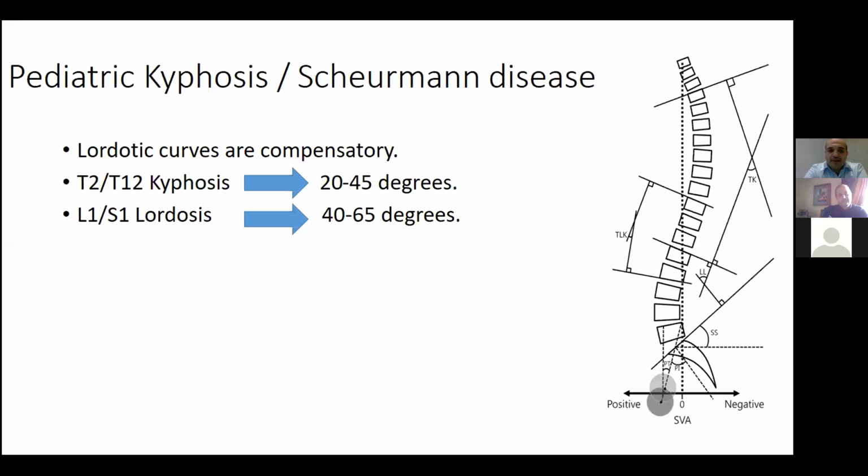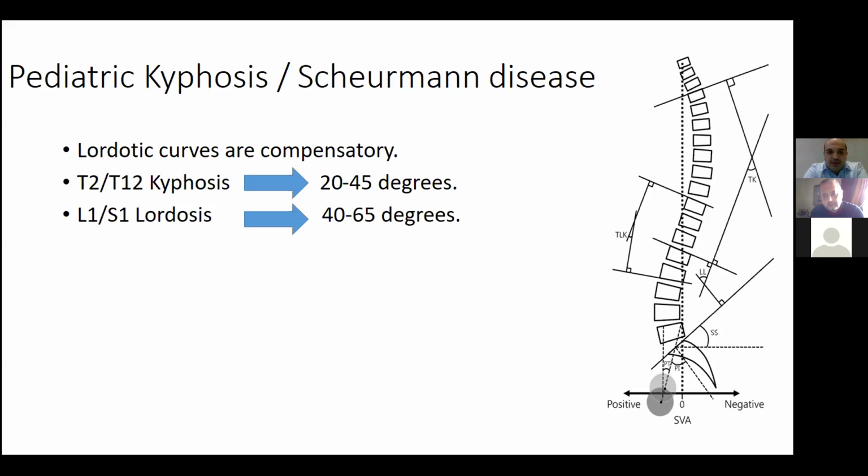So that's why the lordotic curves are compensatory. We usually would like to go for kyphosis. And when we become more than 60 or 70, going down the age, we also start to go back to the kyphotic position.